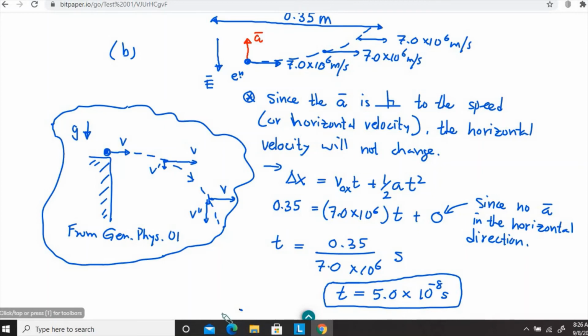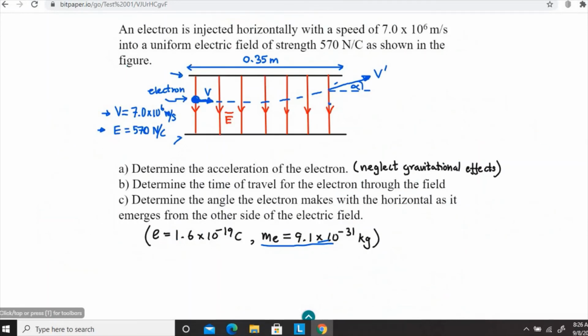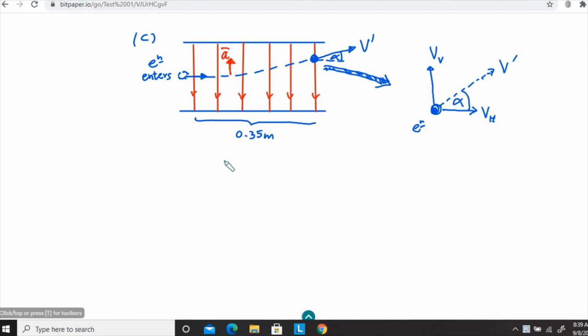Okay, now let's look at part C. Part C is asking: determine the angle the electron makes with the horizontal as it emerges from the other side of the electric field. So that means at this point the electron is going to curve because the acceleration is in the upward direction, and at this point we want to figure out what this angle is. So how are we going to do that? This is the method to solve for part C, that is, how to find this angle alpha.